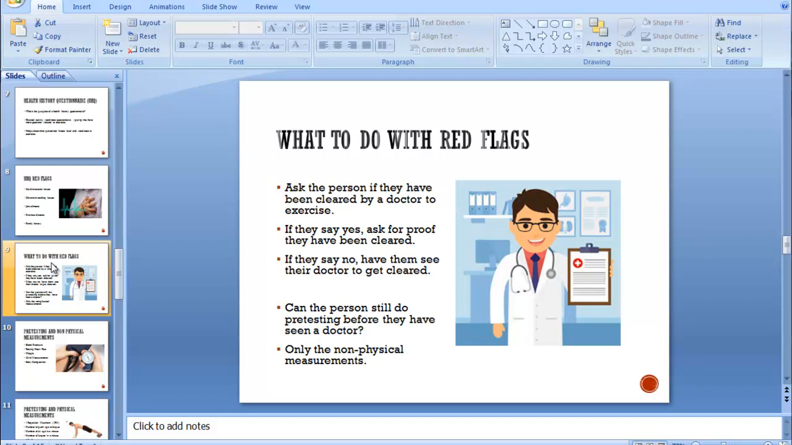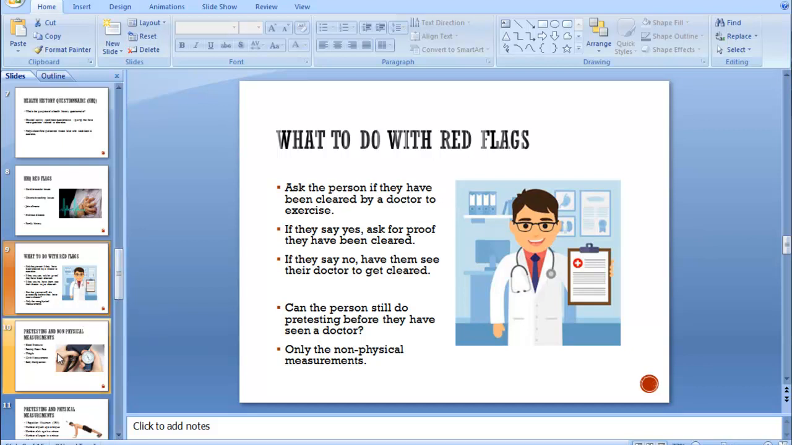So first thing we'll do is have them go see a doctor if they don't have any proof that they've seen a doctor. So if they tell you that there's something that causes a red flag in your eyes and you're just unsure, always have them go see a doctor before they start working out.